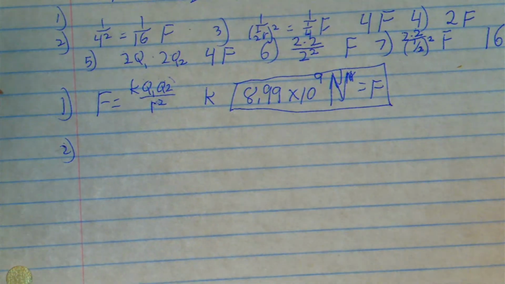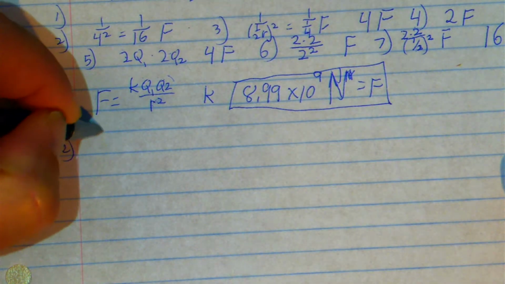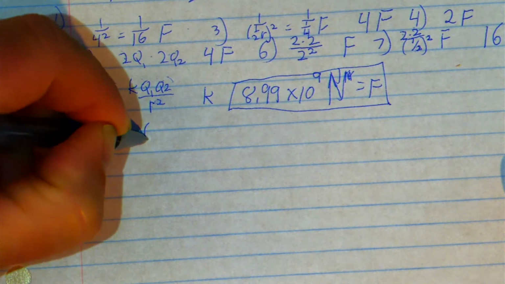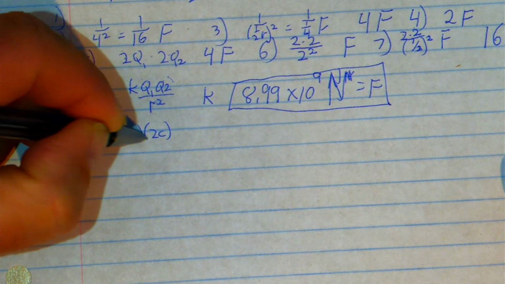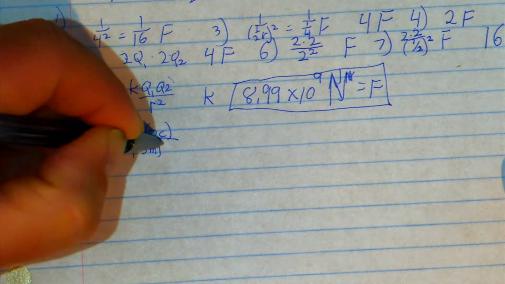For number 2, what is the force between a 3 Coulomb charge and a 2 Coulomb charge separated by the distance of 5 meters? So K times 3 coulombs times 2 coulombs divided by 5 meters, quantity squared.